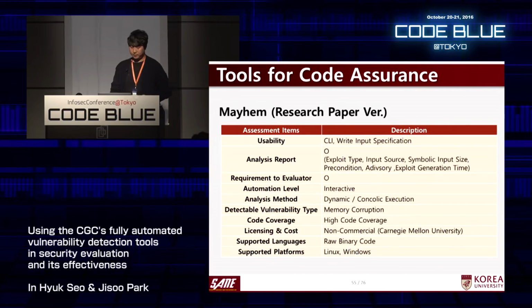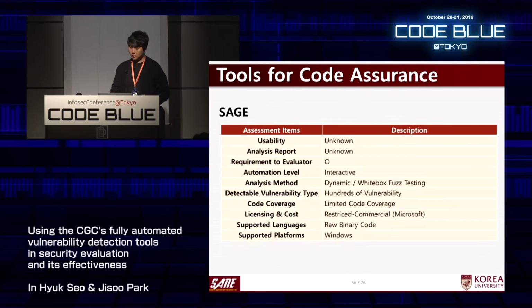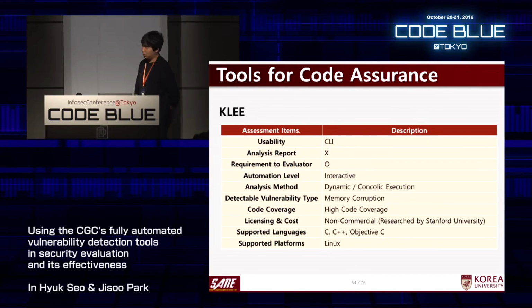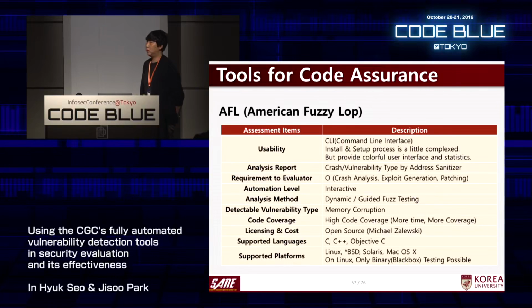And CLE and Mayhem, SAGE, AFL are binary-based automated code assurance tools. But their automation level is interactive. For example, AFL is today's famous fuzzer, I think. But from the evaluator's perspective, it is very hard to use, because we learn this tool for binary or software. You need crash analysis ability, or root cause analysis ability.